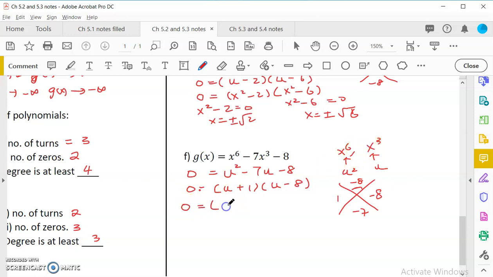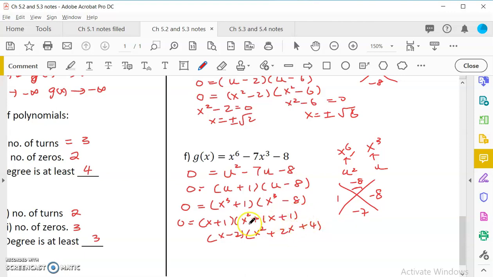So 0, you go to what? x cubed plus 1, x cubed minus 8. So we can factor more. It would be x plus 1. What's the other one? x squared minus x plus 1, sum of cubes, right? And then this would be factored as x minus 2, because the cube, right? x squared plus 2x plus 4.